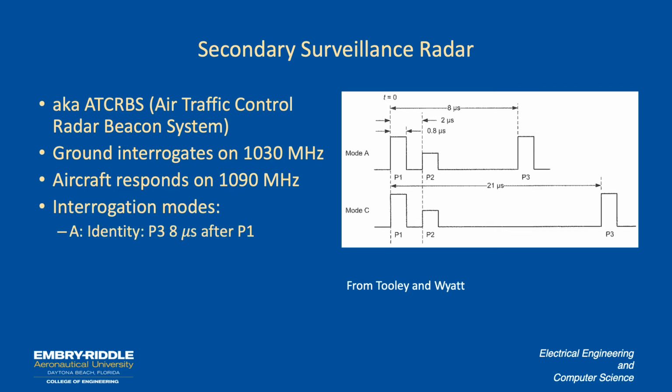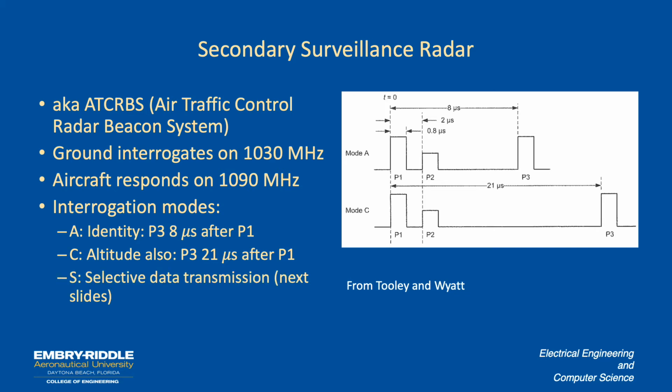We've already talked about how you tell the difference between the modes, and mode A is called an identity mode. The aircraft is going to respond with its identity, with what's called a squawk code. And mode C is an altitude mode also. So after it responds with the squawk code, it's then going to return a coded value of the altitude. Mode S is going to have another indicator that we'll talk about in the next video.